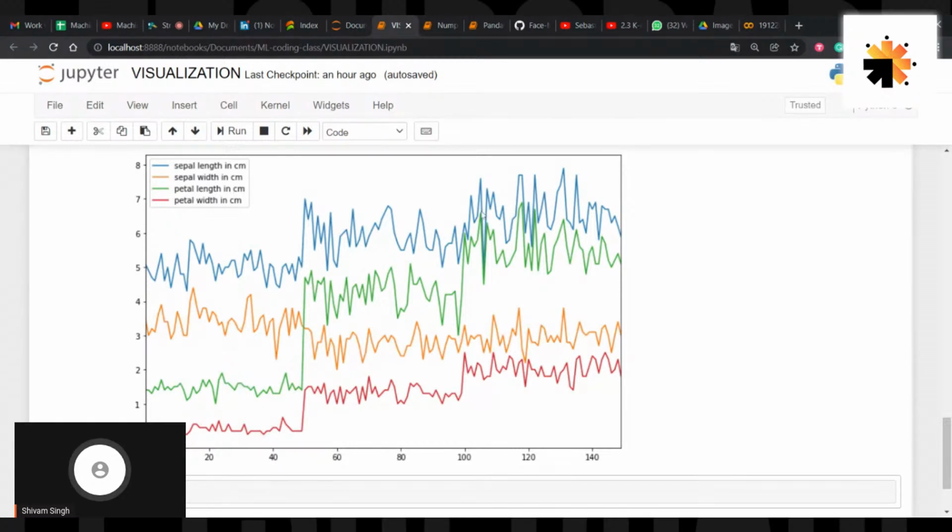Even you can try to make a comparison of the rest of the three, and try to arrange them in ascending order, that this feature is more important than this, then this, then this.